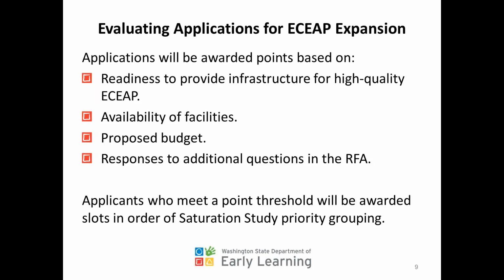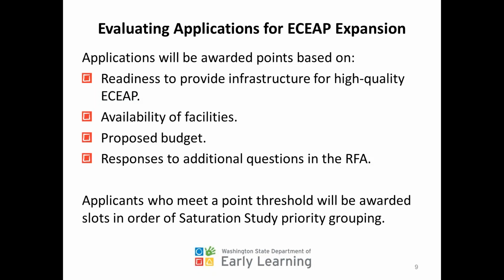All applications that meet the threshold will be sorted by the addresses of proposed ECAP sites and their class start dates. All the slots that we can start by September 30th within the boundary of Priority 1 school districts will be filled first. Then the Priority 2 school districts, 3, 4, etc. in that order.